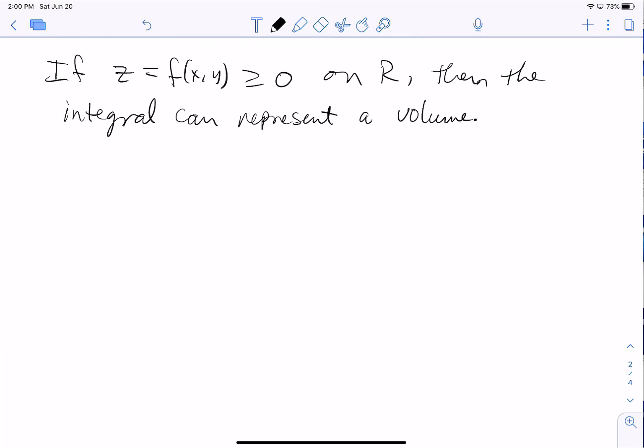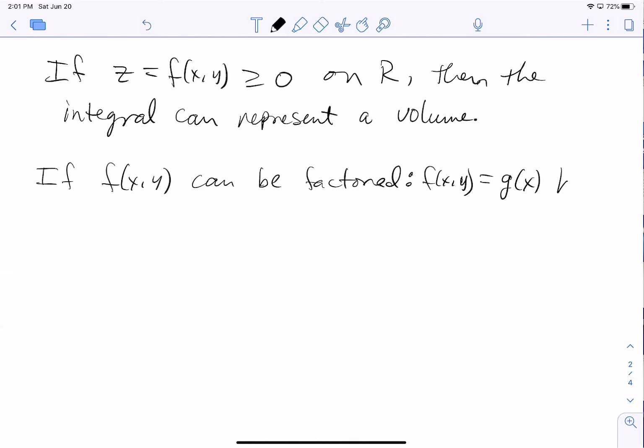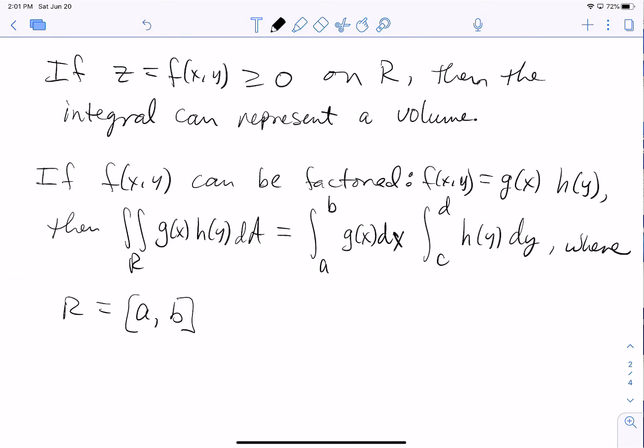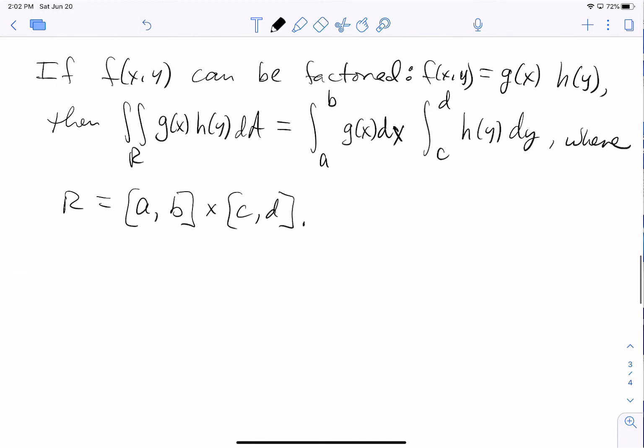Furthermore, this is not Fubini's theorem, but if f of x y can be factored, say f of x y is equal to g of x times h of y, so if we can factor it into a function of x times a function of y, then the double integral over the region R of g of x h of y dA can be computed as two separate integrals: the integral from a to b of g of x dx times the integral from c to d of h of y dy, where R is equal to the rectangle given by the closed interval a b on the x-axis by the closed interval c d on the y-axis.